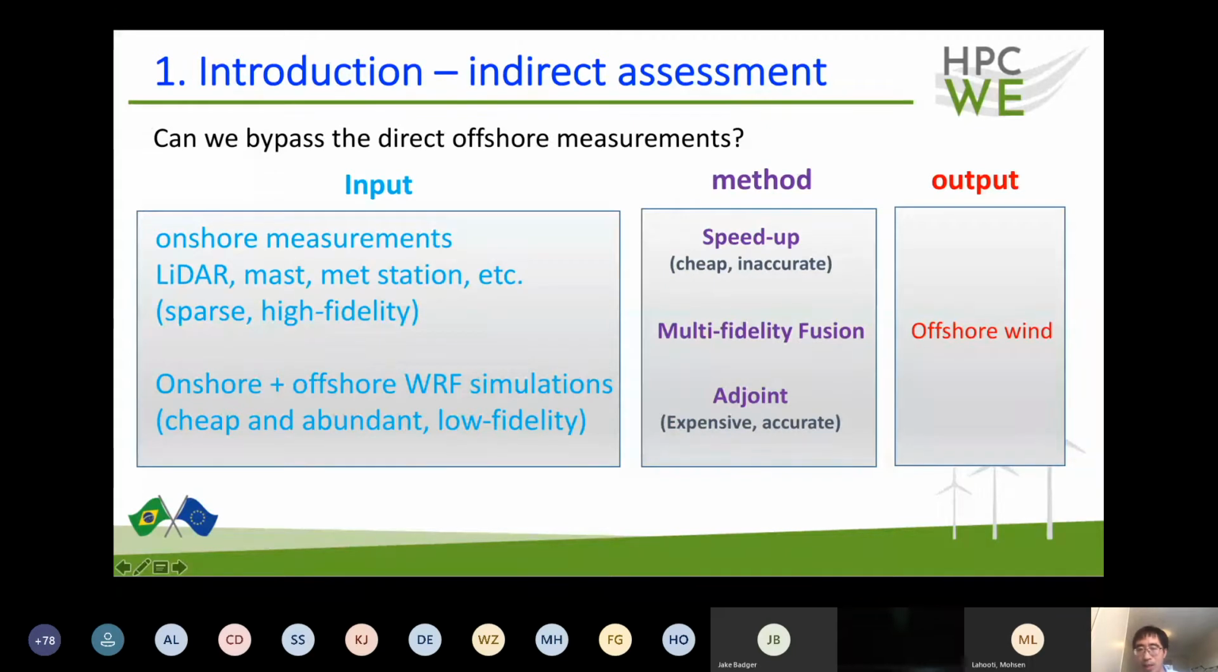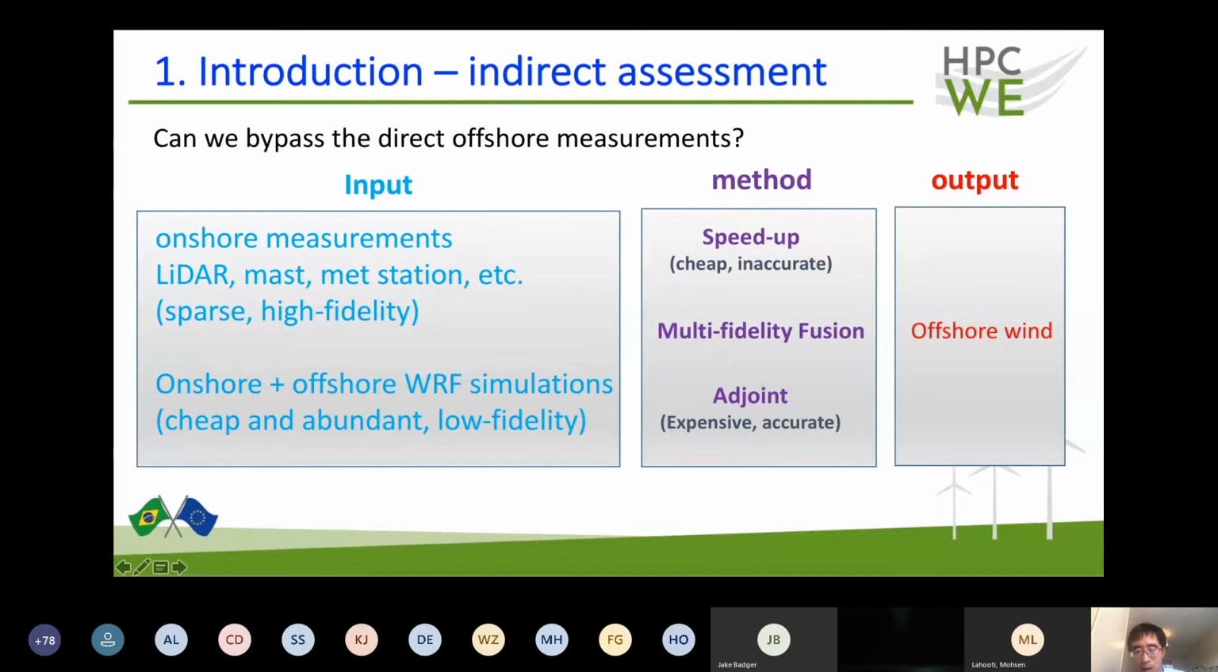An immediate solution is called the speed up. Speed up is simply to get the ratio of the wind at an onshore location and offshore location, then combine it with the onshore measurement, and you can obtain the offshore wind. This is a quite straightforward solution. It is cheap, but apparently inaccurate.